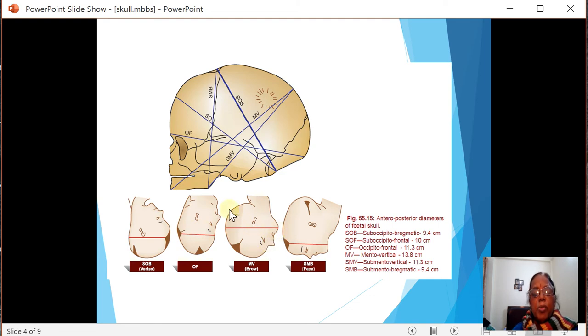This is a brow presentation, from the mentum to the highest point on the vertex, and the head is showing brow presentation. This is face presentation and this is the submentobregmatic diameter which is the presenting part, and this will be the completely deflexed head.